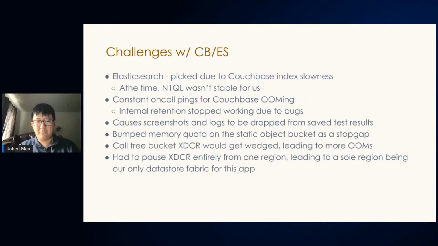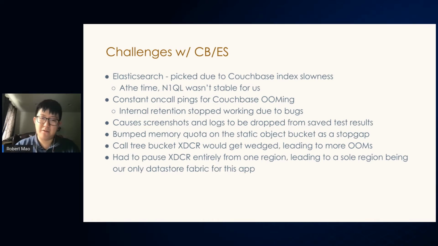So with that in mind, what were the challenges we faced with Couchbase and Elasticsearch? Well, to start with, why did we pick Elasticsearch to run in tandem with Couchbase? This was because of problems that we saw with Couchbase's index slowness. At the time, Nickel, its query language, wasn't quite stable enough for us, so we elected to run Elasticsearch on top of Couchbase to query through and grab our data on the fly.